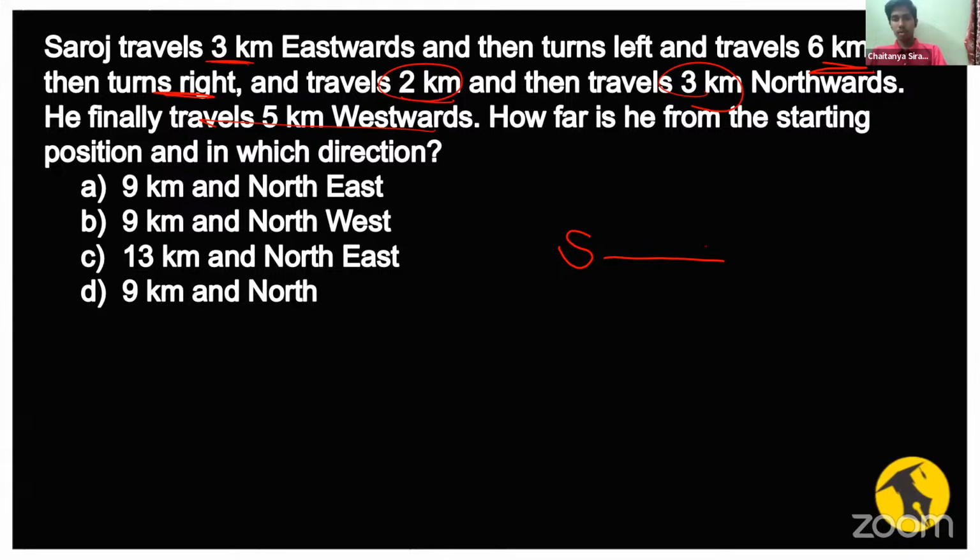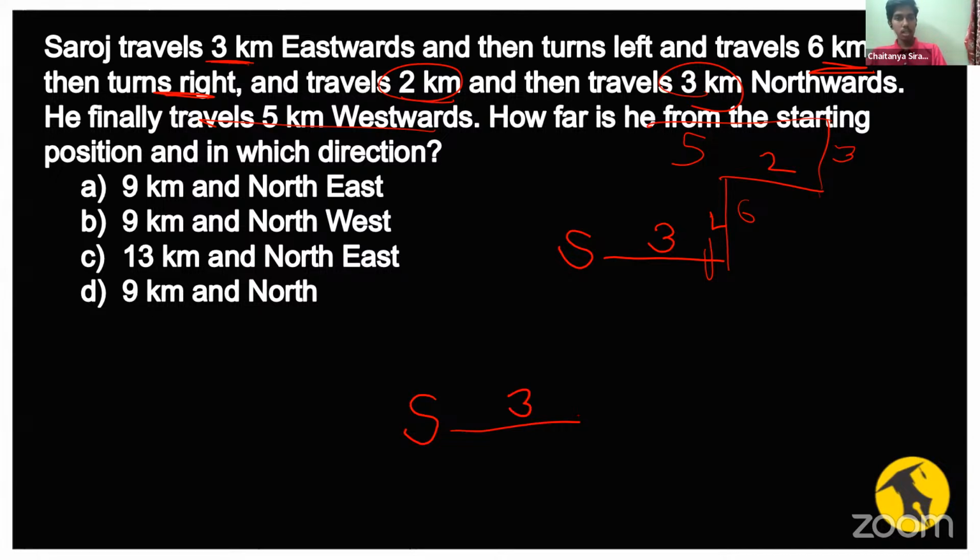So left would be this way. So she took a left turn and traveled 6 and turns right and travels 2 kilometers. So right would be this way, 2 kilometers. Then 3 kilometers towards north and 5 kilometers westwards. Okay, I'll redraw it here so that it's more clear.